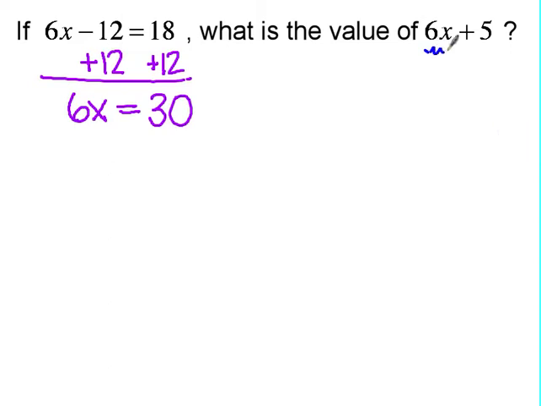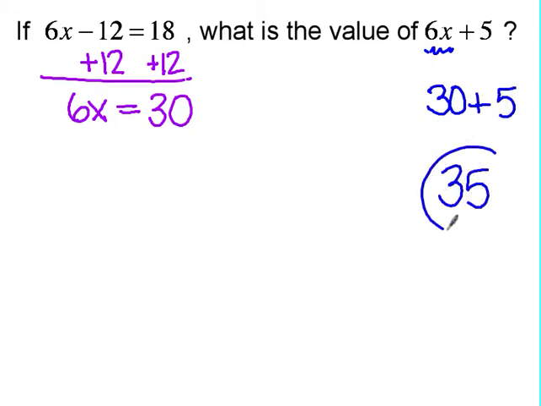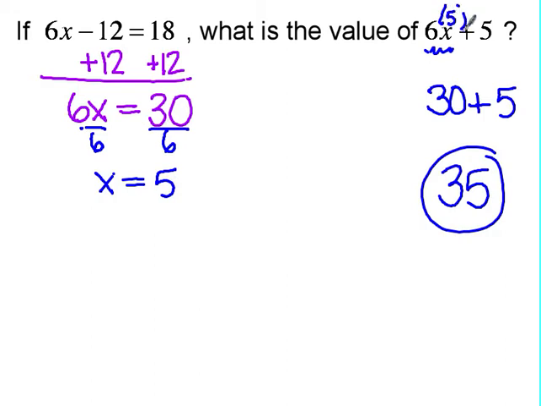And this one says 6x plus 5. Well, what can I replace the 6x here with? 30. So what's your answer going to be? 35. Now that's one way. Now if that kind of confuses you, what you can do is you can solve this equation for x. Divide by 6, and you get x to equal 5. And then you would plug 5 in here for x, and you would still get 35. So it's just a matter of if you want to cut out 1 or 2 steps.